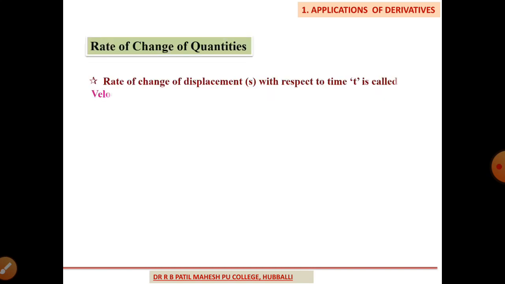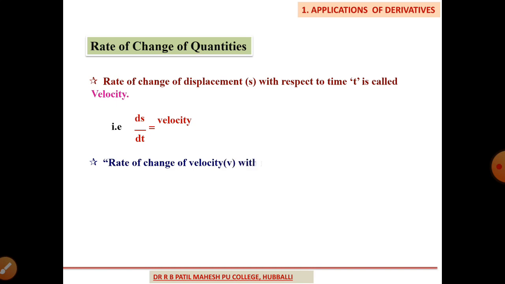Now, rate of change of quantities means rate of change of one quantity with respect to another quantity. The rate of change of displacement s with respect to time t is called velocity. We represent this as ds by dt. So ds by dt represents change in the quantity s with respect to time t, which is nothing but velocity.